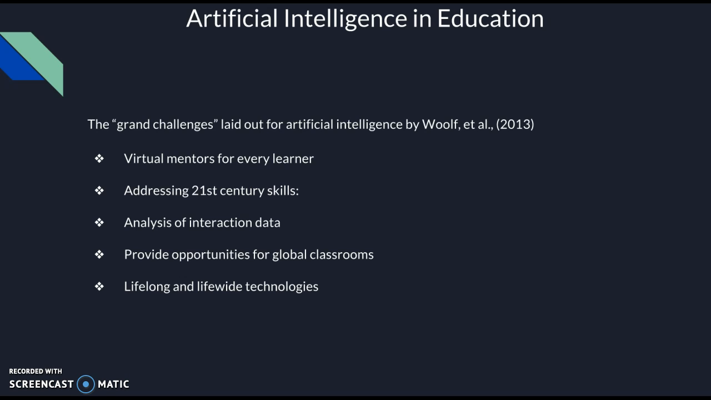The third challenge facing AI in education is analysis of interaction data. Now, what this challenge speaks about is how to figure out types of data about the students that can benefit their learning, and how to use that data correctly. Now, although there is currently analysis of data from students that is being used in intelligent software, many argue the process is incomplete.